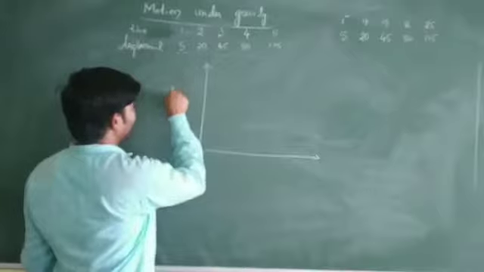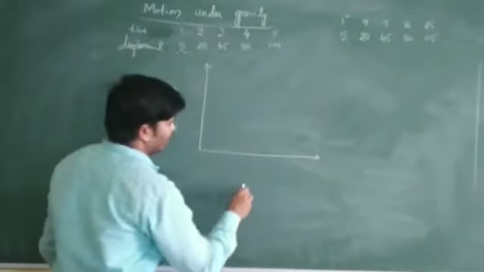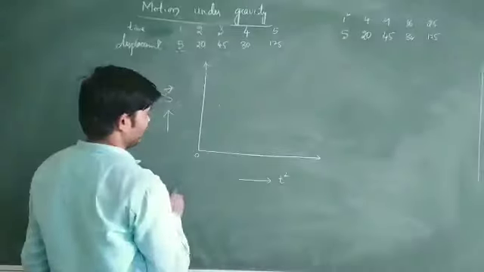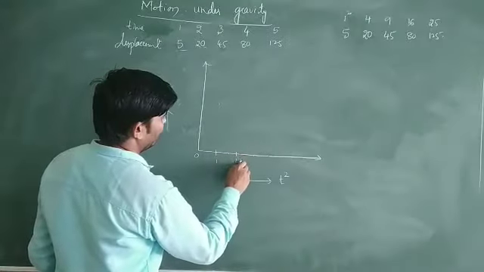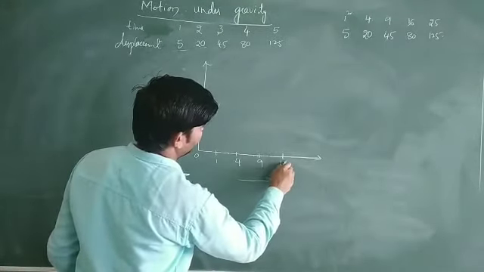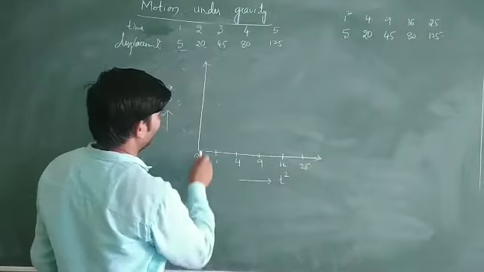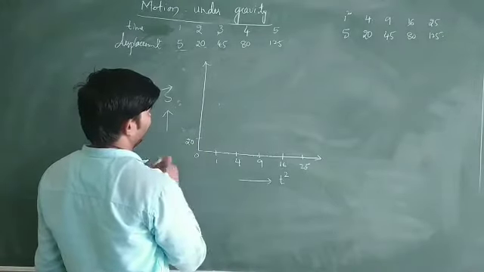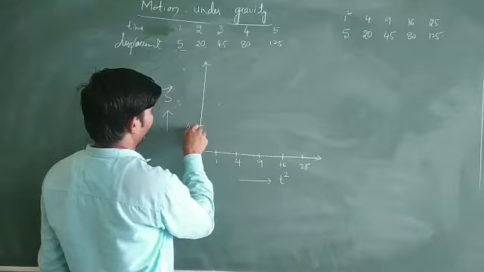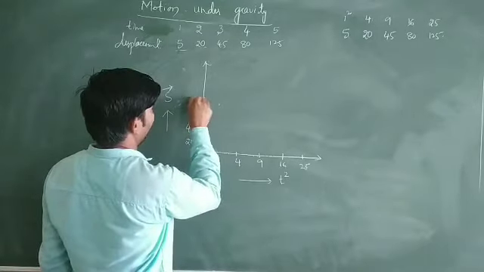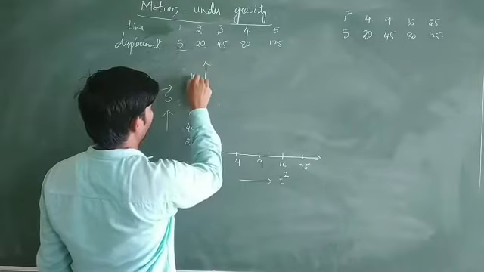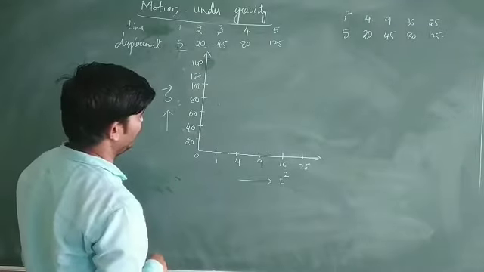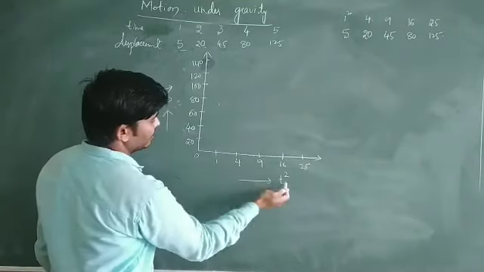So here along the y-axis we have taken the displacement, and along the x-axis we have taken the square of time. So here it is 0, then 1, 4, 9, 16 and 25. Just write 20, 40, 60, 80, 100, 120 and 140. So just plot the graph for this displacement versus time square.